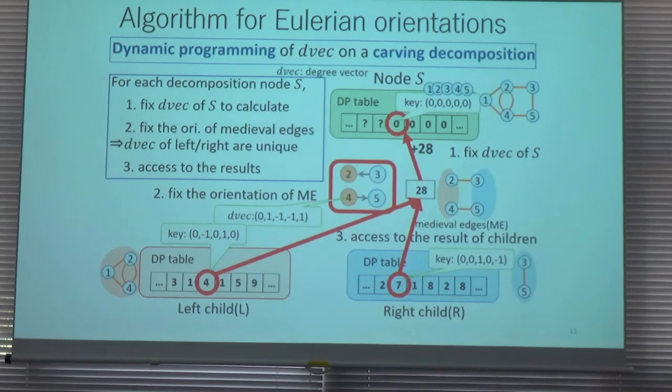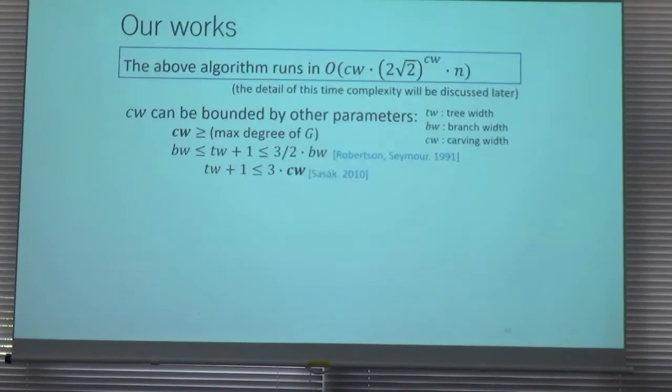We try all the median edge orientations, so we can calculate the current DP values. By some analysis which we discuss later, this algorithm works in this time complexity. One question is how fast this time complexity is, because the parameter is often large: carving width is lower bounded by the maximum degree or the branch width parameter.